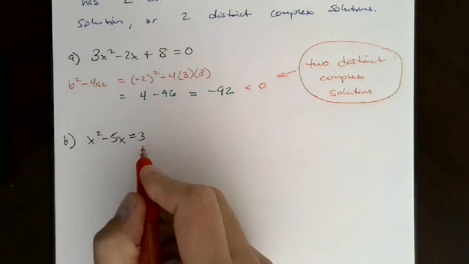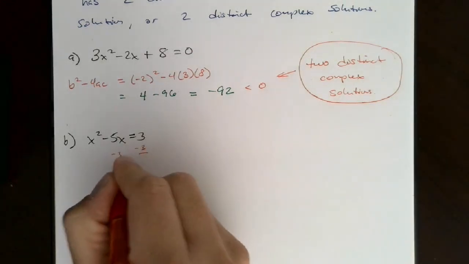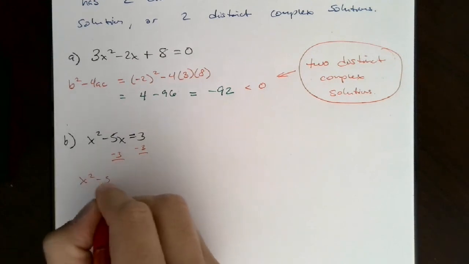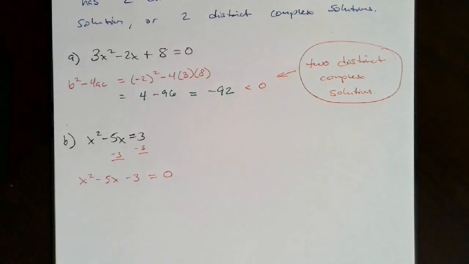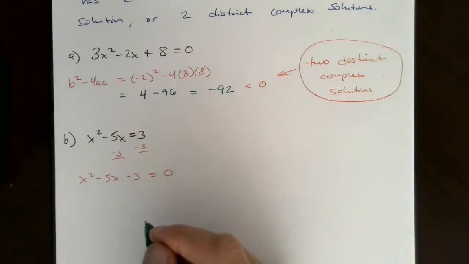First thing you want to do is make sure you have standard form. So I'm going to subtract 3 from each side. So I have x squared minus 5x minus 3 equals 0. Because remember, you can't use the quadratic formula unless you have standard form. The same thing applies to the discriminant. So we're trying to figure out what kind of solutions we have.